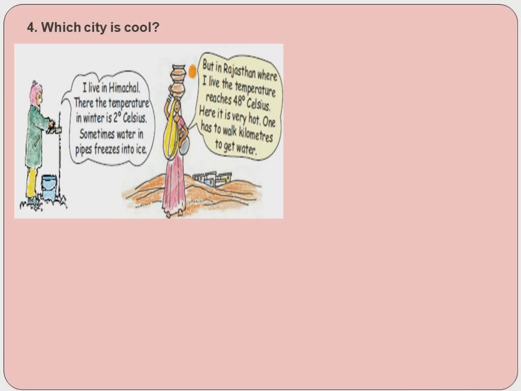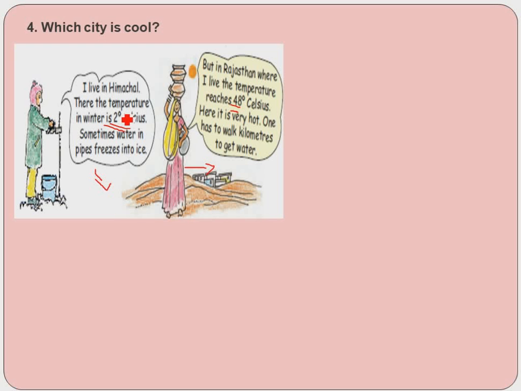Now next one, which city is cool? I live in Himachal. There the temperature in winter is 2 degrees Celsius. Sometimes water in pipes freezes into ice. But in Rajasthan, where I live, the temperature reaches 48 degrees Celsius. Here it is very hot, one has to walk kilometers to get water. So here they have shown you two variations, one very cool and one very hot. What they are saying is that when the temperature is going down, it will be very cool, and when it is going very high, it will be very hot.